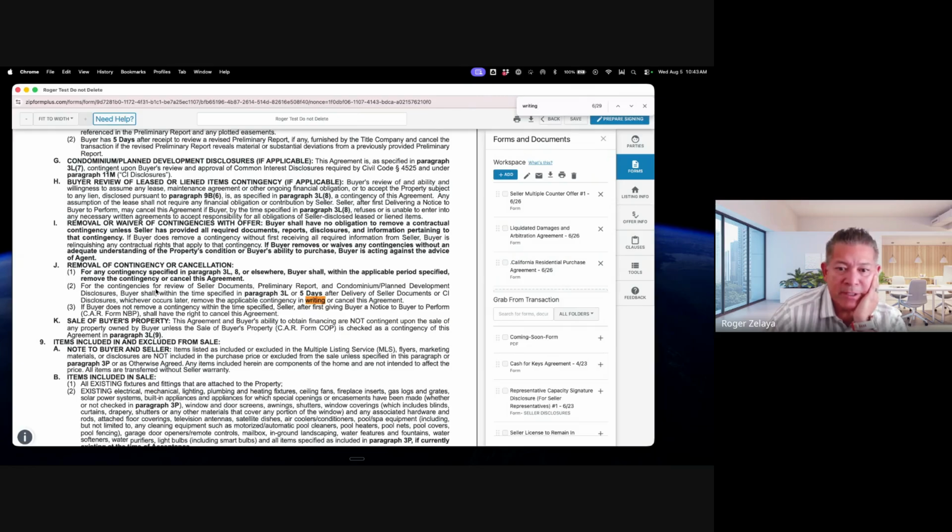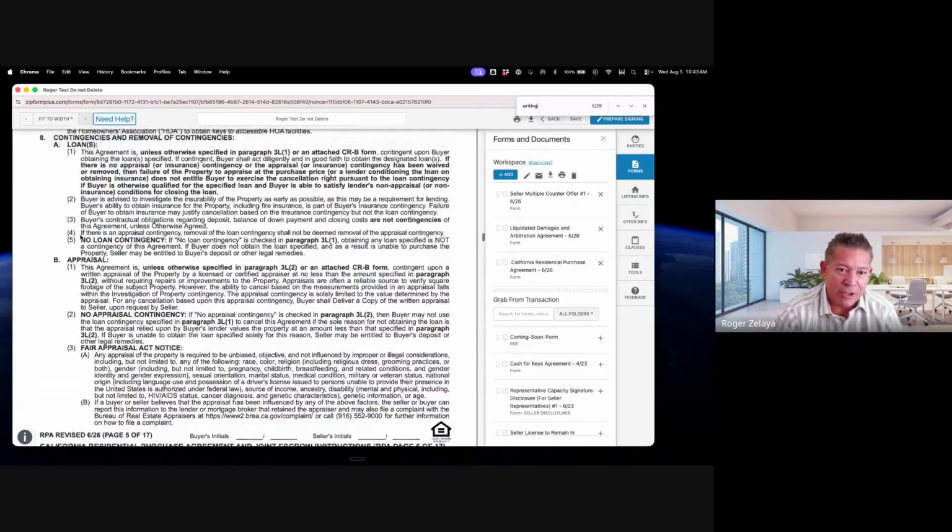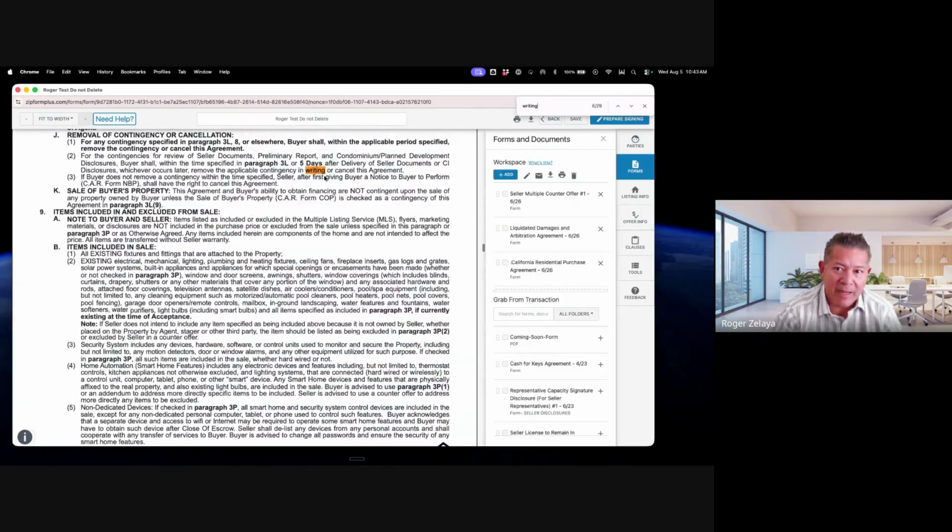It says for the contingencies for review of seller documents, prelim, condo disclosures, buyer shall within the time specified in 3L, which is 17 days, 10 days, whatever, right, or 5 days after delivery of the seller documents or disclosures, whichever occurs later, remove the applicable contingency in writing. So just because they want to make it a passive, no, we're agreeing to 8J. So it has to be in writing. No other way.